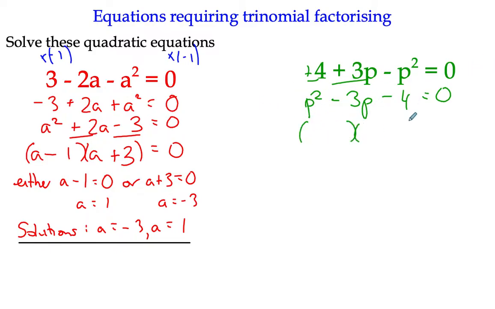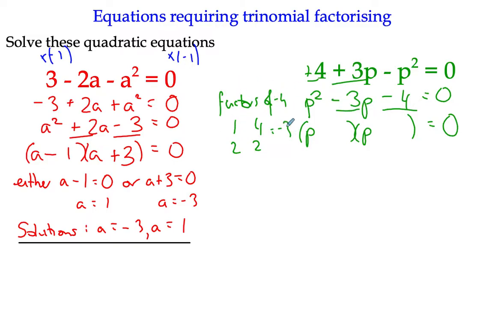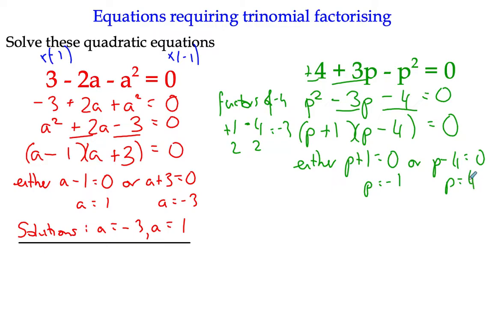We can factorize it by saying p squared splits into p and p. I've got two numbers that multiply together to give me -4, factors of -4. That's going to be 1 and 4 or 2 and 2. And we want the answer to be -3. So I've got a minus sign to put in. Where would that go? The bigger one would have to be negative: +1 minus 4 is -3, so +1 and -4. So we can say either p plus 1 equals 0 or p minus 4 equals 0. Therefore, p equals -1 or p equals +4. So the solutions are p equals -1 and p equals 4.